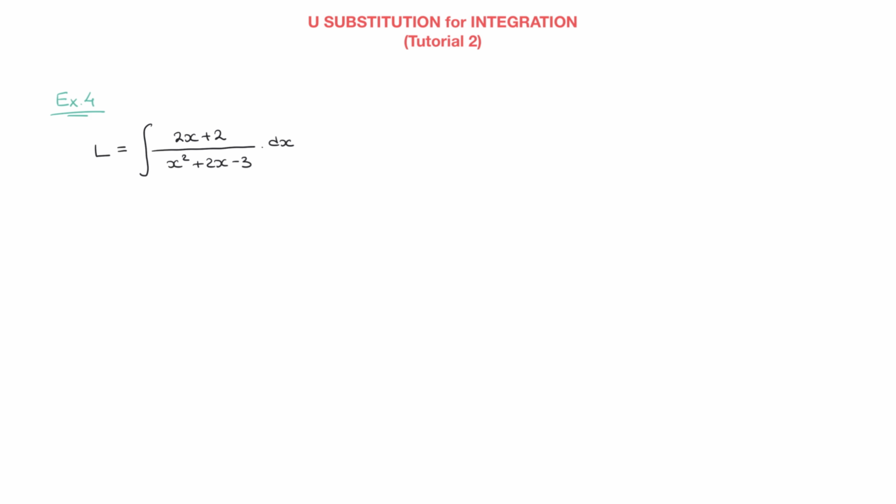So let's get started and work through example 4, in which we have to find the integral, which I've called L, which is equal to the integral of (2x + 2) over (x squared + 2x - 3).